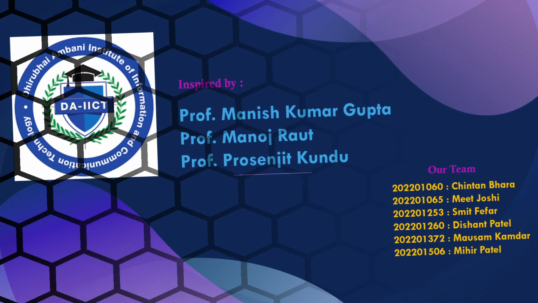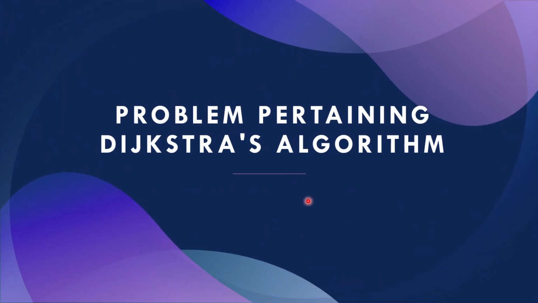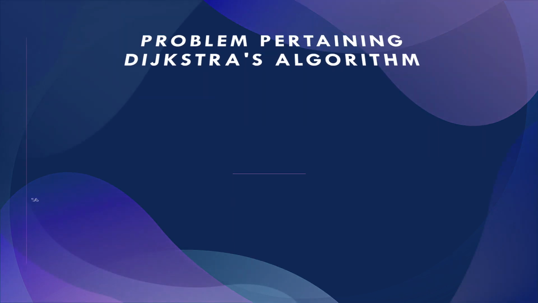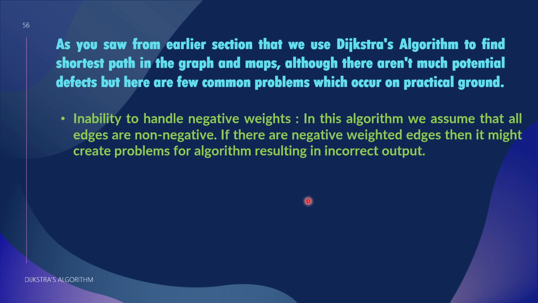So let's get started. My topic is problems related to Dijkstra's algorithm. So basically, I'm trying to show what kind of problems can occur on the practical ground in Dijkstra's algorithm. As you already know about Dijkstra's algorithm from the previous videos, a few problems can occur on the practical ground only. Theoretically, it's not much of a defect.